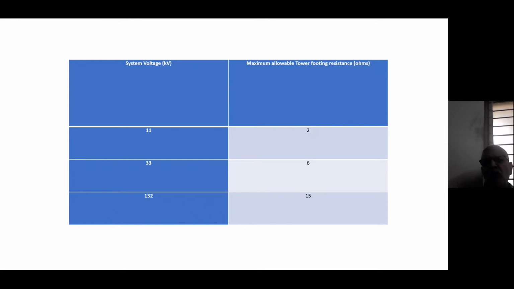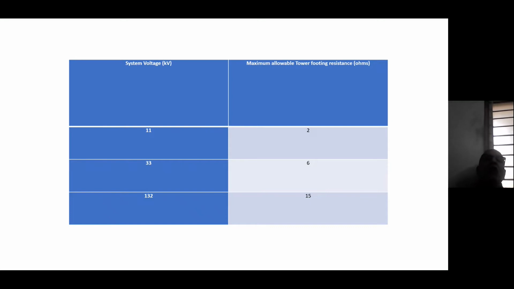With reference to system voltage, what is the allowable resistance of tower? Using ground rods and counterpoise wires also there will be some resistance. So for 11 kV lines 2 ohms is allowed. For 33 kV 6 ohms and for 132 kV 50 ohms. So these are the resistances allowed so that the lightning is not that bad, right? Because you see, when the current is passing through this resistance, 10,000 ampere of current is passing.